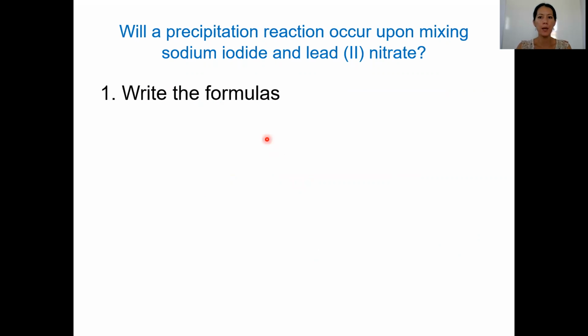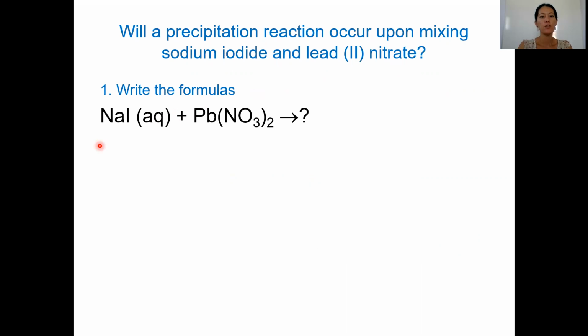Okay, so back to our question. Will a precipitation occur when these two guys mix? Pause this and write the formulas for these two, identifying the ions present. So you should have gotten NaI, that's aqueous, and then lead nitrate, that's aqueous, and I didn't write it here.